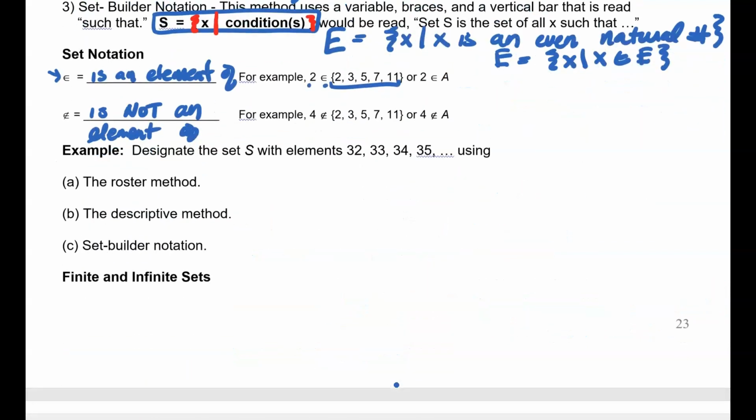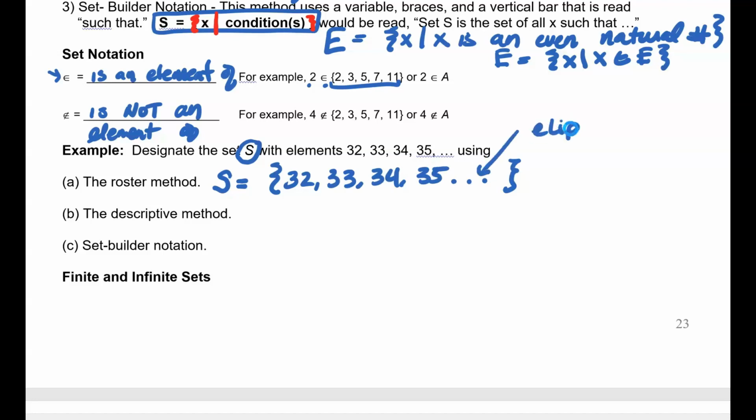Okay, so the next example, designate the set S with elements 32, 33, 34, 35, etc. using the roster method. They tell us in the directions that we're going to call this set S. So I start by saying S equals. For roster method, roster means that I need to use curly brackets. So I'm going to say 32, 33, 34, 35, dot, dot, dot, and then I'm going to end it with a curly bracket. This dot, dot, dot is called an ellipsis, in case you see that in your homework. Anything that needs to continue on forever, you can use that ellipsis.